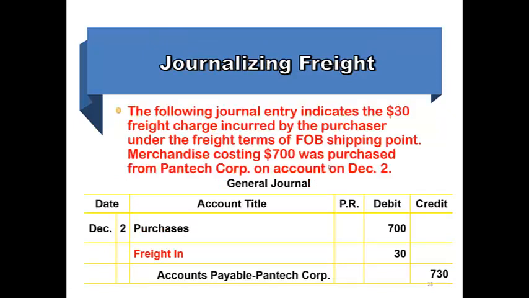Okay, so in this example, it says the following journal entry indicates the $30 freight charge incurred by the purchaser under the freight terms FOB shipping point. So FOB shipping point means the buyer is having to foot the cost of the shipping. So we have merchandise worth $700. The shipping is $30, so we're going to debit freight in for the $30 shipping, and then we'll credit accounts payable for the full $730.